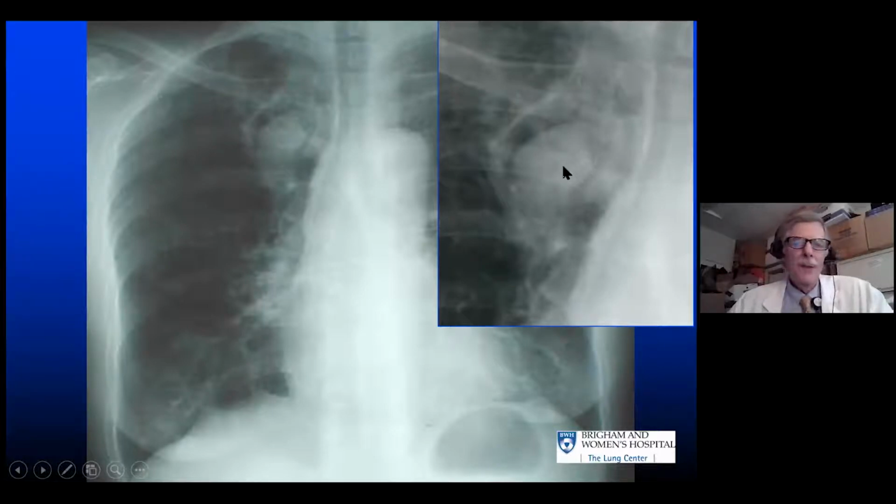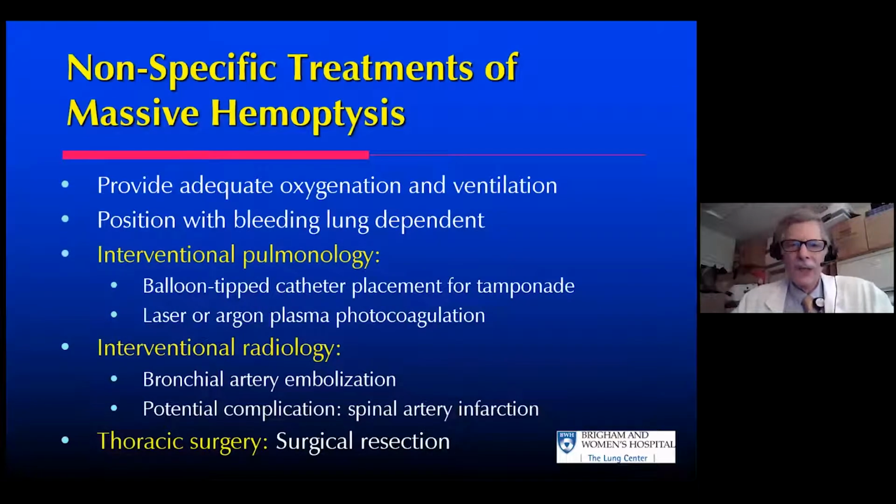We as medical physicians, what can we offer? We maintain adequate oxygenation and ventilation. If you know which side is bleeding, left or right lung, like our patient with the aspergilloma, put that side dependent with the goal of not spilling blood to the contralateral lung. So, bleeding side down. And then you're going to assemble a team to help you. This patient has life-threatening hemoptysis.